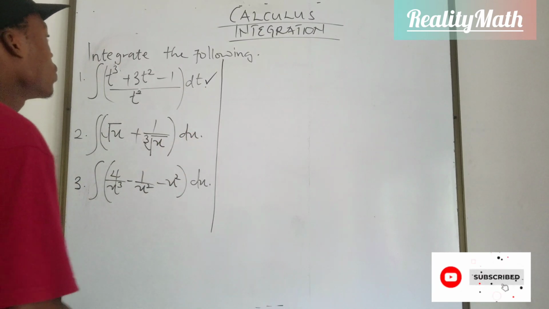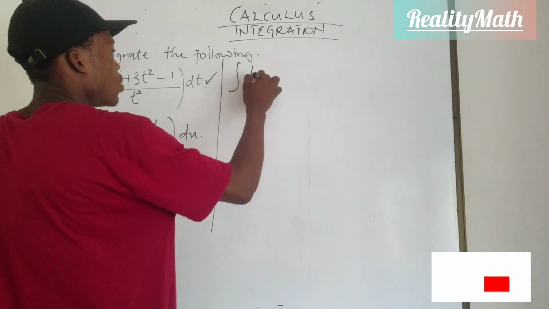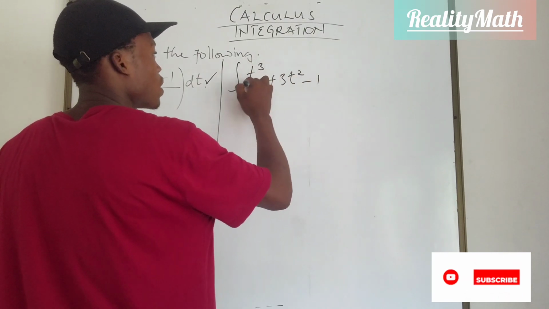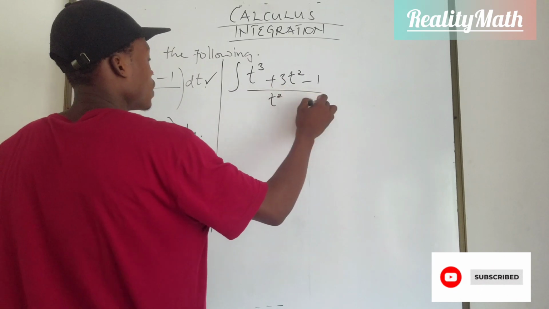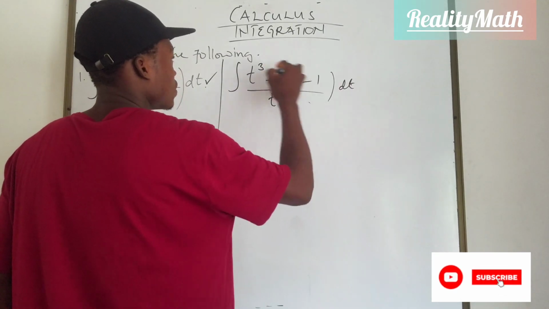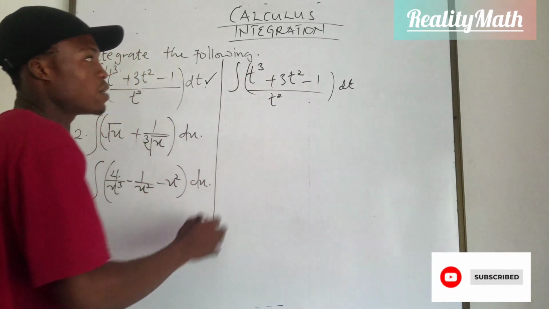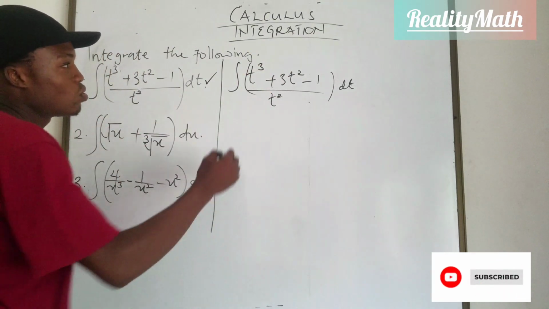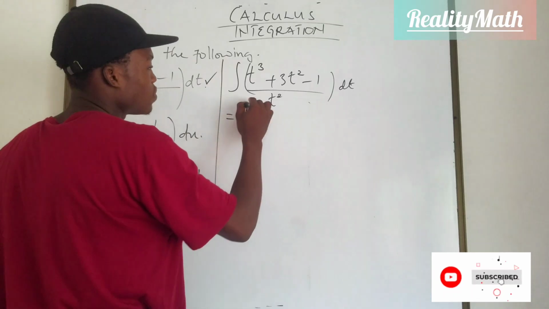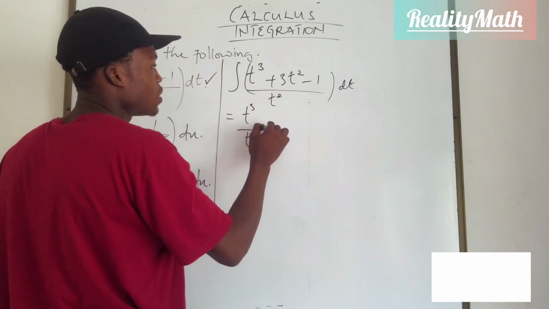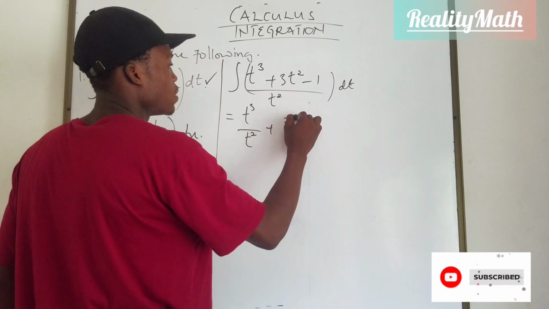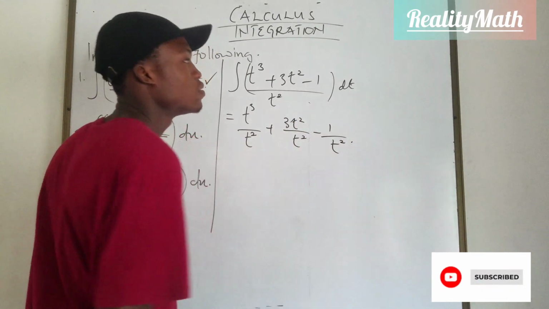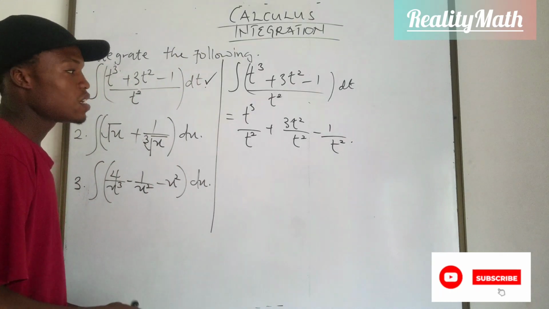So let's go. We have the integral of t to the power 3 plus 3t squared minus 1, all over t squared, dt, right? So now let's see the function in the bracket. What do you think we can do? We can do some little algebra there. So what are you going to have? You are going to have t cubed all over t squared plus 3t squared all over t squared minus 1 all over t squared, right? This is just a little algebra.